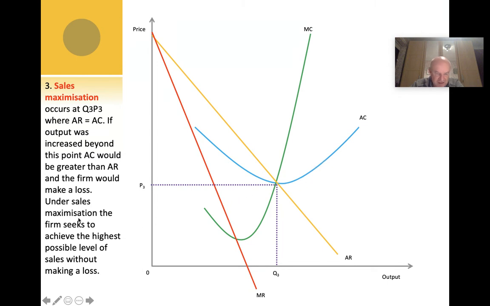And okay, in this situation, if we're trying to sales maximise, the firm is going to seek to achieve the highest possible level of sales without making a loss. But clearly, it doesn't want to go past the point at which its average cost starts to increase over and above its average revenue. So it's this point here that we would be looking to work towards.